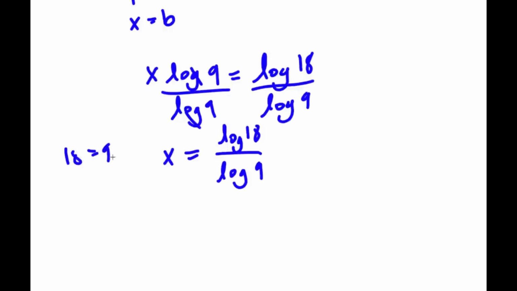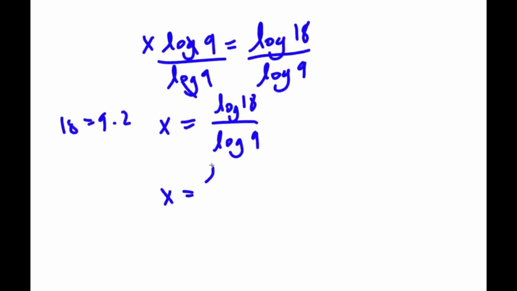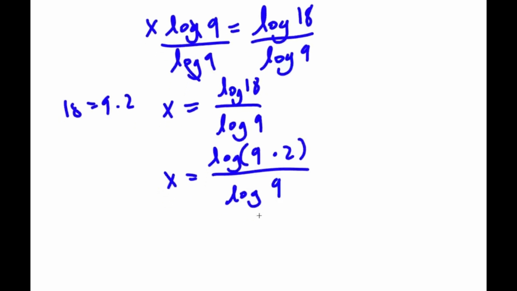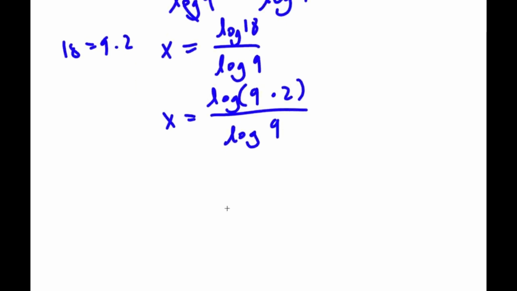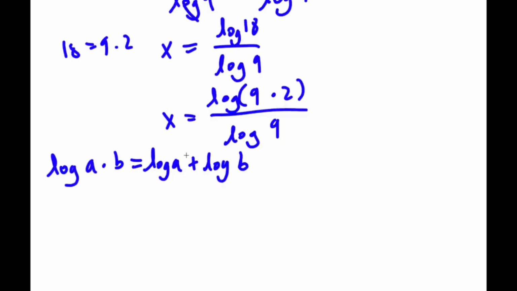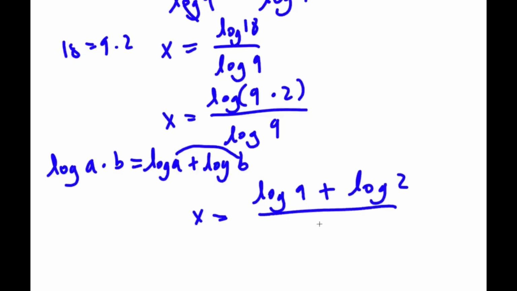Now 18 is equal to 9 times 2. So I'm going to rewrite log 18 as log 9 times 2, and now we're dividing this by log 9. If I have a logarithm in the form log a times b, this is actually equal to log a plus log b. Because remember, when you're adding logarithms, you're technically just multiplying the two numbers in front of the logarithms. So now log 9 times 2 is going to equal log 9 plus log 2. So now I have log 9 plus log 2 divided by log 9.